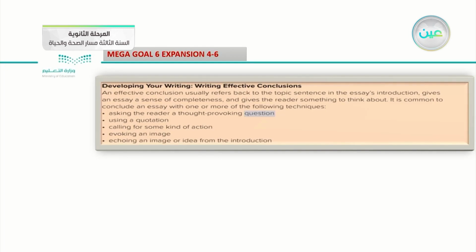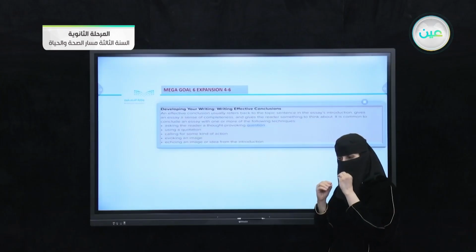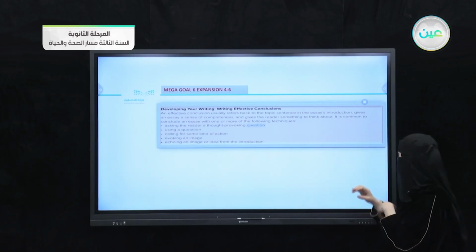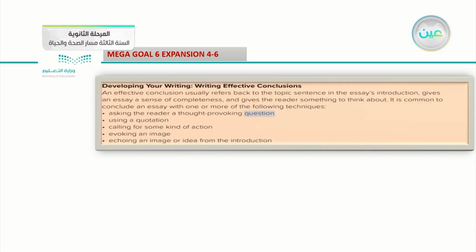Developing your writing: effective conclusions. An effective conclusion, as a definition, usually refers back to the topic sentence in the essay's introduction. So at the beginning of our conclusion, we take some information from the introduction of our essay and put it inside our conclusion. This gives an essay a sense of completeness and gives the reader something to think about. After that, you should apply some things that keep your reader excited about what you write.